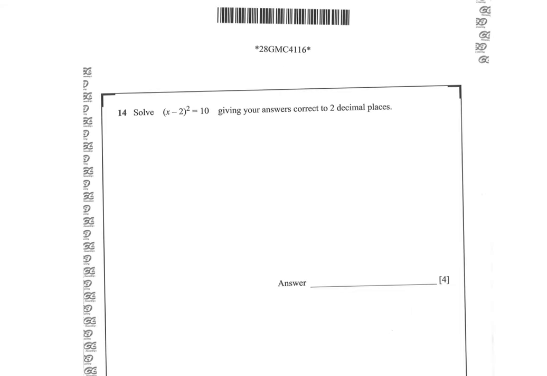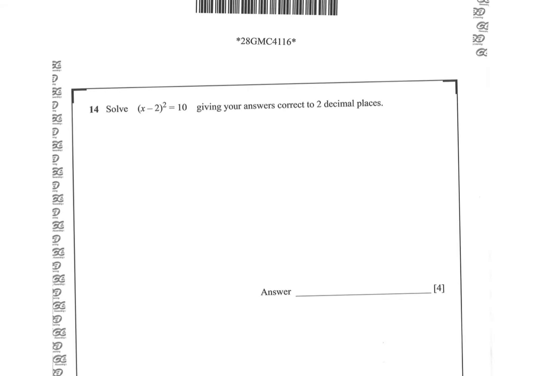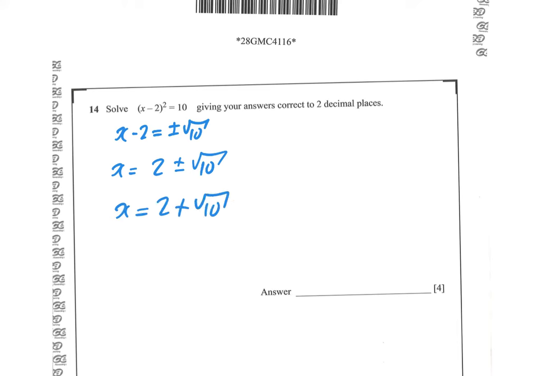Okay, question 14 says solve this, giving your answer correct to 2 decimal places. We could just solve this nicely, without doing sum and product or anything like that. We could just say x minus 2 is equal to plus or minus the square root of 10, which means x is equal to 2 plus or minus the square root of 10. There's absolutely no reason why not in this question. Unusual, but yep, you could do that.